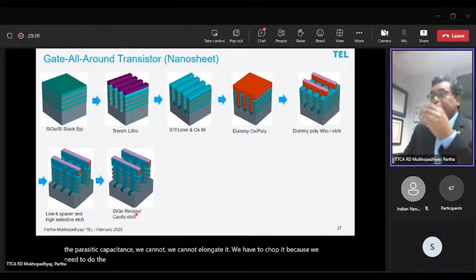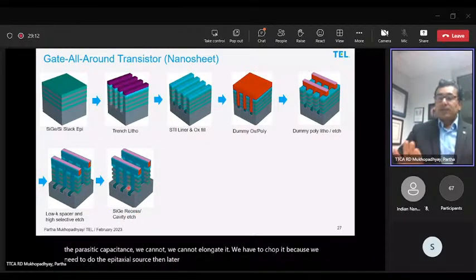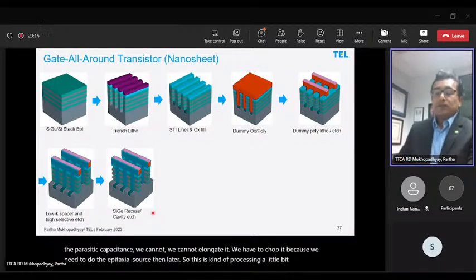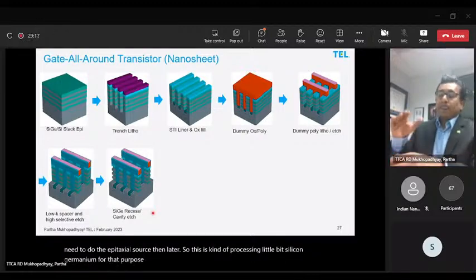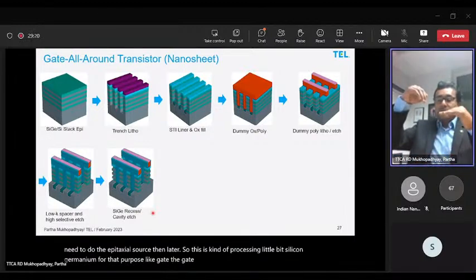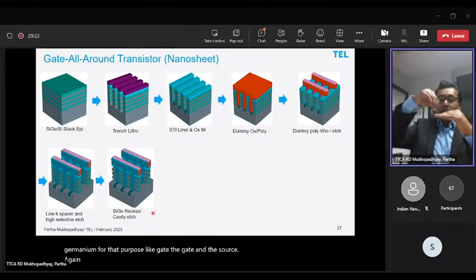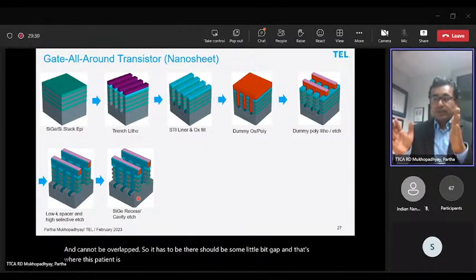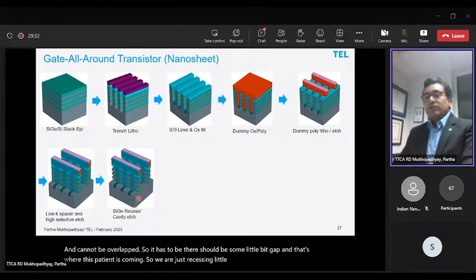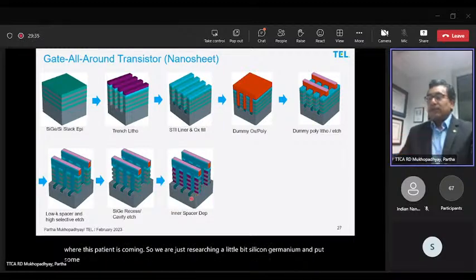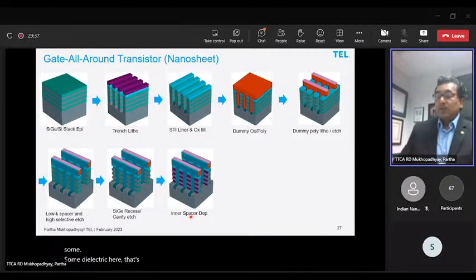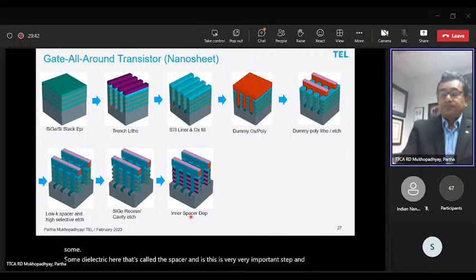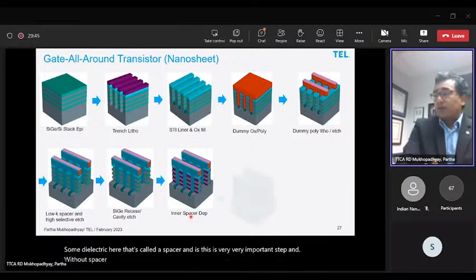epitaxial source-drain later. So this is recessing a little bit of silicon germanium for that purpose, because the gate and the source-drain cannot be overlapped. There should be a little bit of gap, and that's where this spacer comes in. So we are just recessing a little bit of silicon germanium and putting some dielectric here. That's called the spacer. This is a very, very important step, and without the spacer, the device will not work.